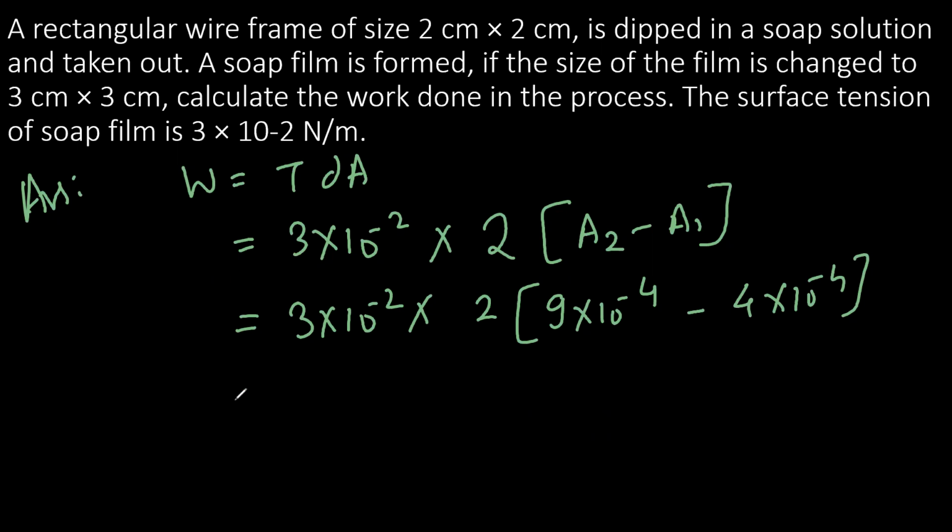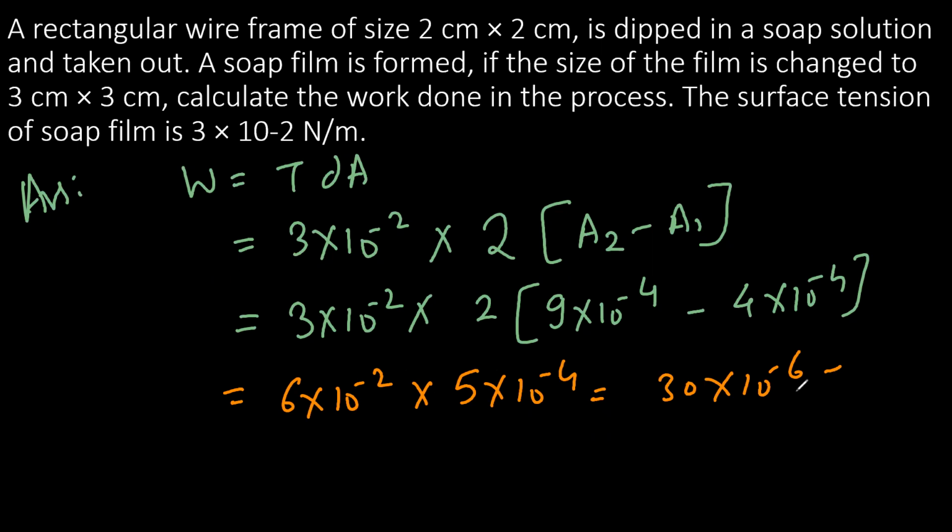So what is the answer? It's 6 into 10 raised to minus 2, and this will become 5 into 10 raised to minus 4. So the answer is 30 into 10 raised to minus 6 joule. This is W, the work done required to increase the area from 2 centimeter by 2 centimeter to 3 centimeter by 3 centimeter under the tension 3 into 10 raised to minus 2, which is 30 into 10 raised to minus 6. Simple. Okay, so all the problems come under the work and it's over. Let's move to the next one.